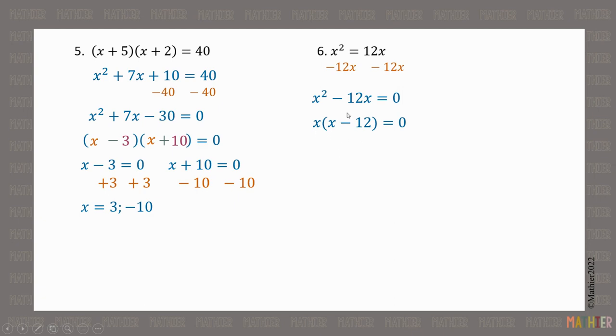Now that it's factored, I can set each factor equal to 0. So either the x equals 0 or the x minus 12 equals 0. This one's already solved for x. To solve this equation for x, I would add 12 to both sides, and I get x equals 12.